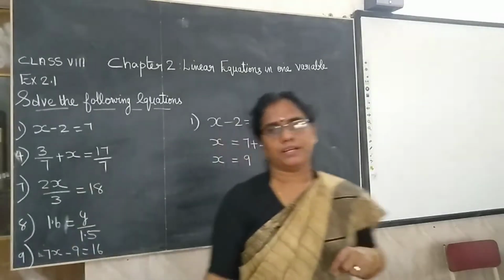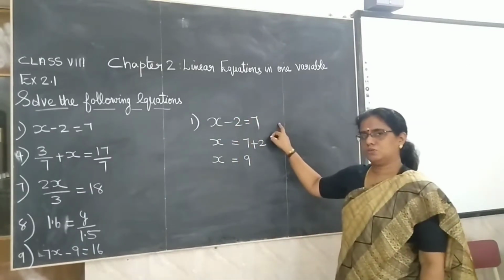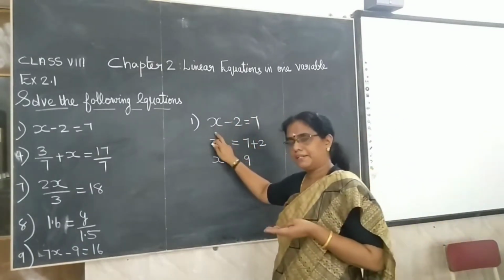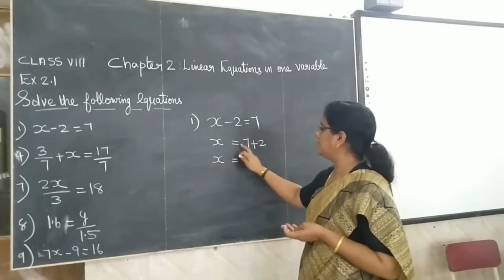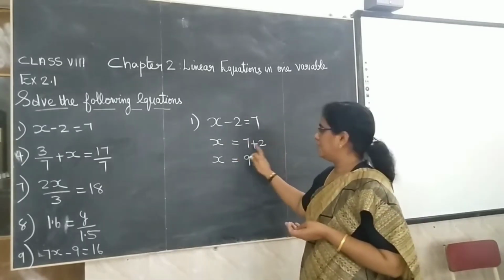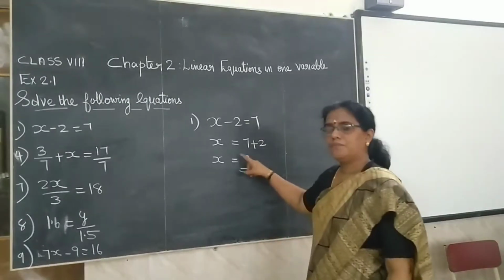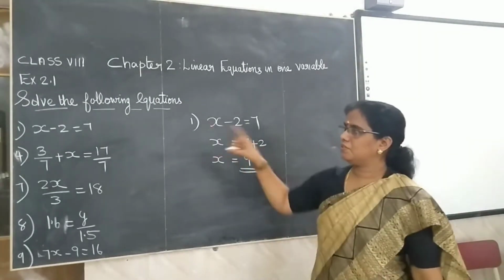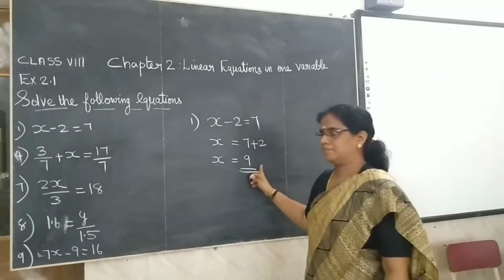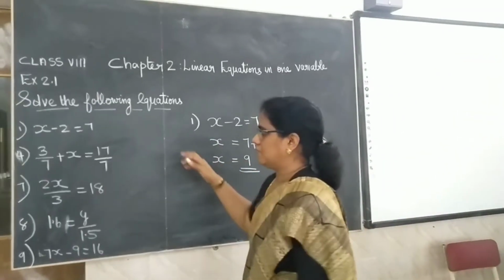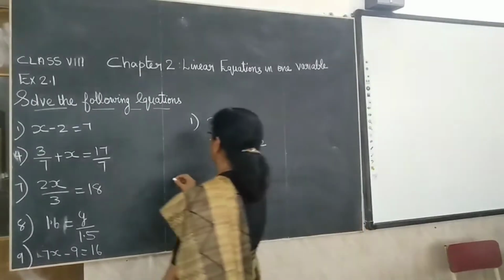X equal to 9. That is, first we have taken minus 2 to the right side. So if it is minus on LHS, it becomes plus on RHS. Therefore x equal to 7 plus 2, and 7 plus 2 you know is 9. Therefore this is the value of x in the first equation. Solve means find the value of x. Now next question, that is 3 by 7 plus x.